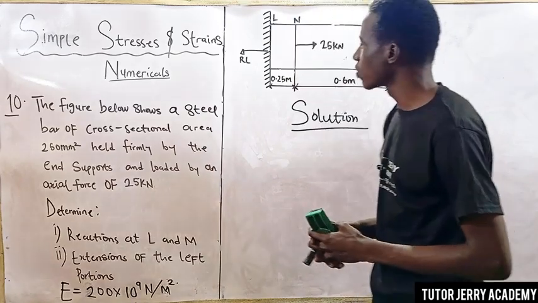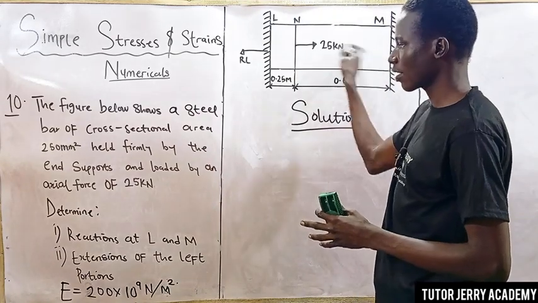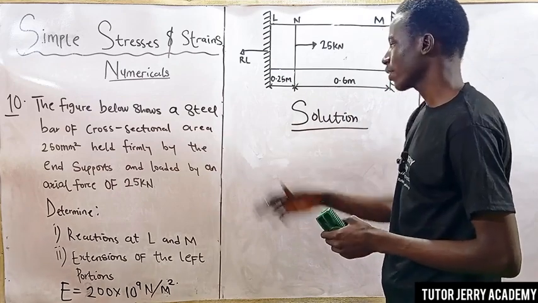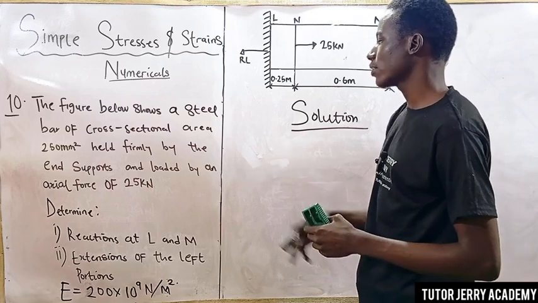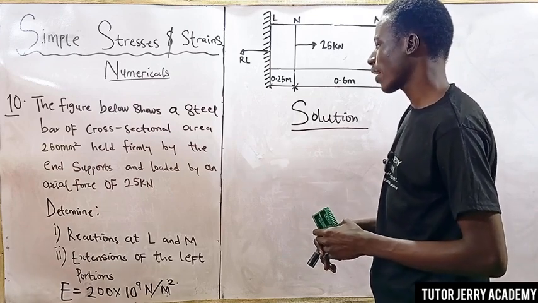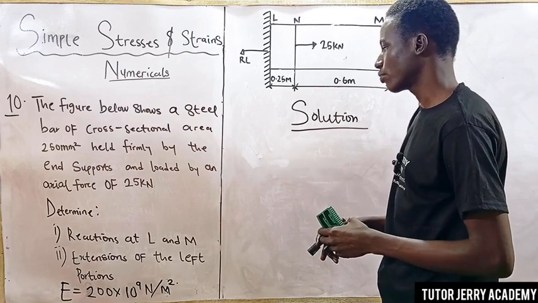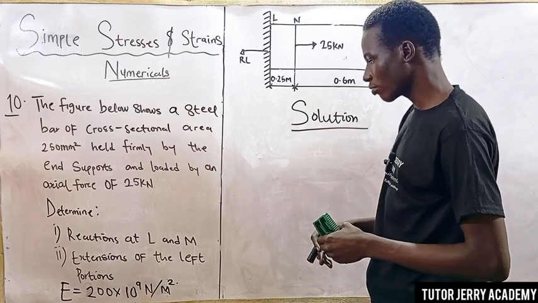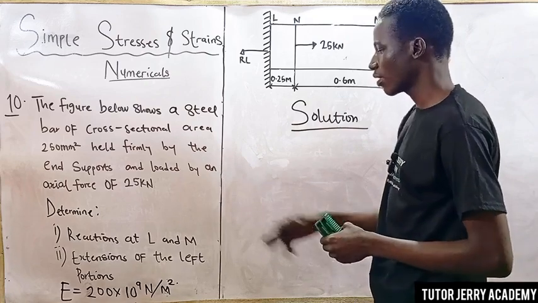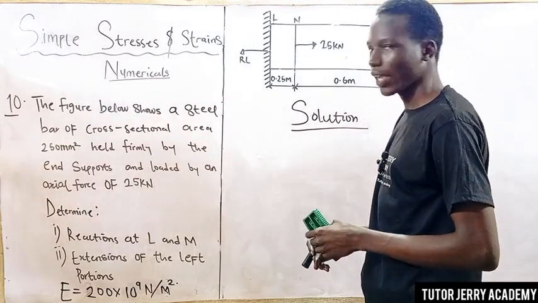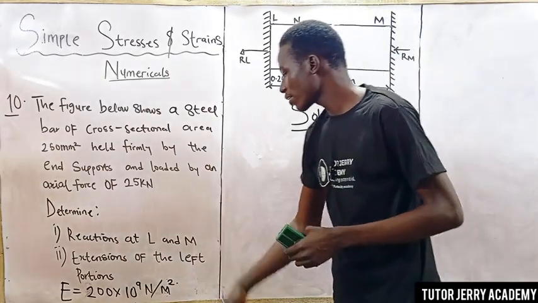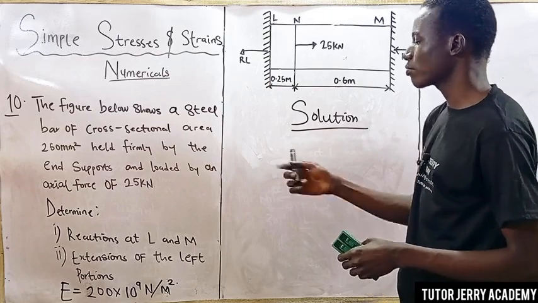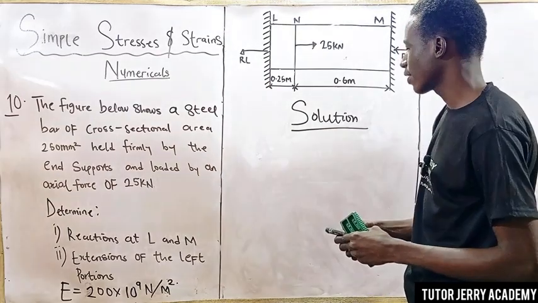The question says the figure below shows a steel bar. Of course, this is our steel bar of cross-sectional area 250 millimeter square. Now it is held firmly by the end support and it is loaded by an axial force of 25 kilonewton. We are asked to determine the reactions at L and M, the extension of the left portions also, and we're given E, which is our modulus of elasticity, to be 200 times 10 to the power of 9 Newton per meter square. Now, first thing, we are going to determine our reactions at L and M.